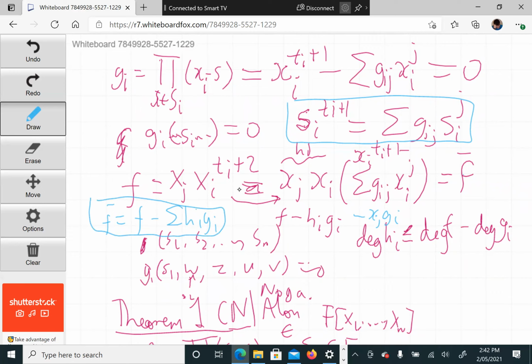Which says if the degrees are lower than the sizes of the sets, then it's a 0 polynomial. Oh, that's where that comes from. Yeah, so now it's a 0 polynomial, right? And so that means F is a sum.